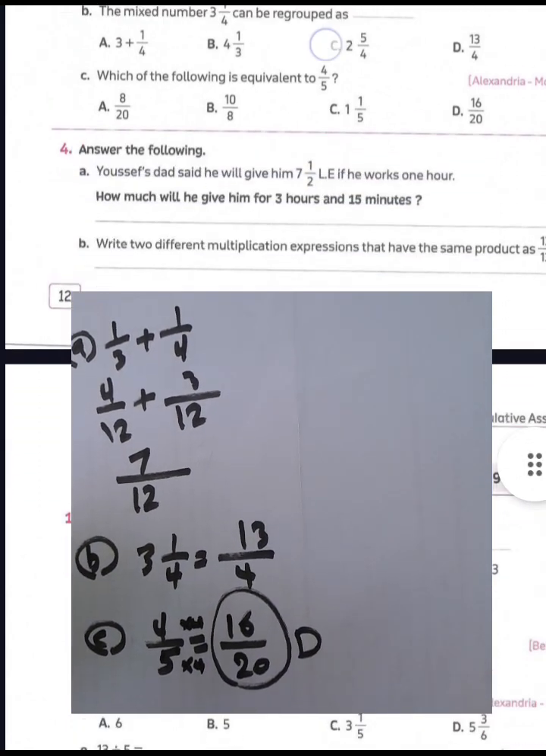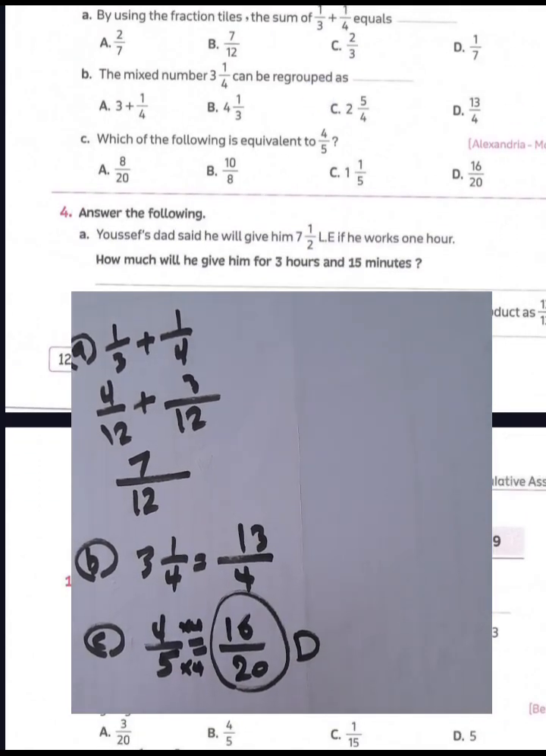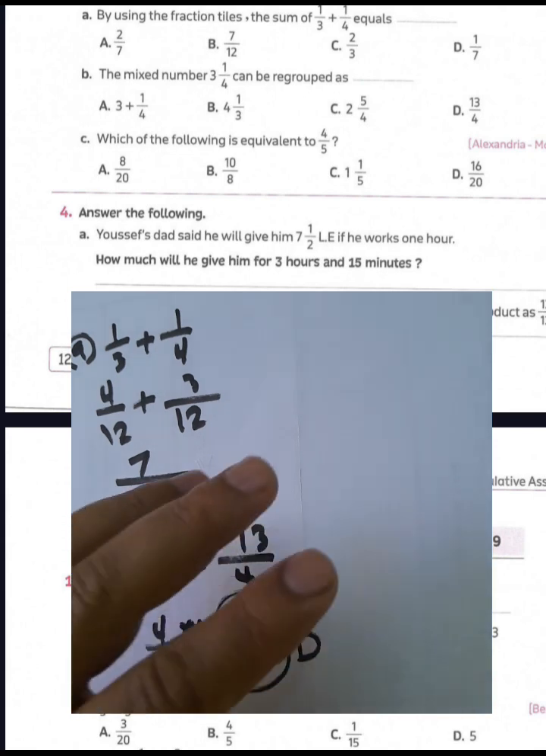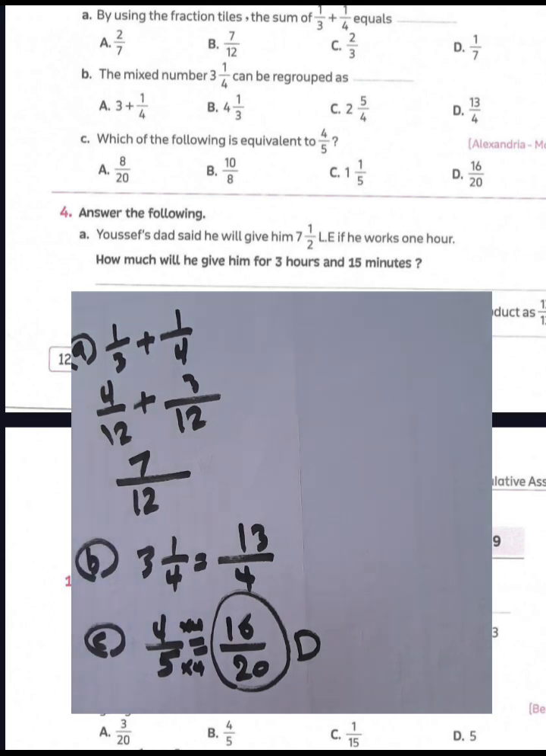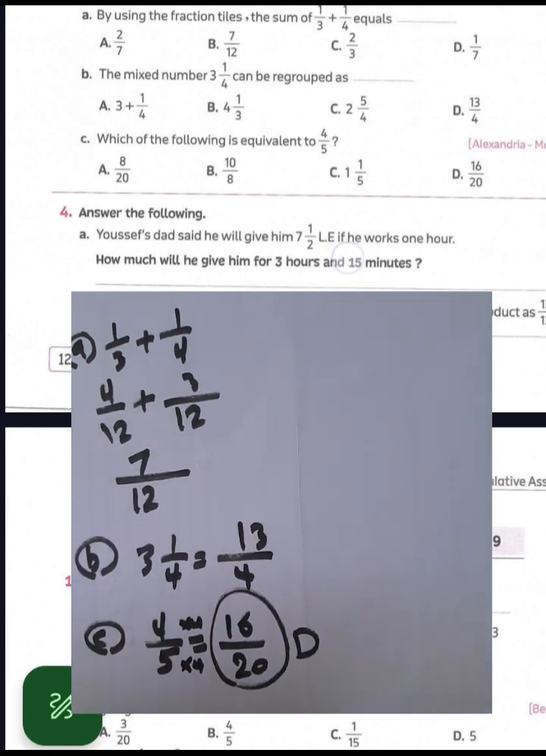Next question number 4. Answer the following. Yusuf's dad said he will give him 7.5 Egyptian lira if he works 1 hour. How much will he give him for 3 hours and 15 minutes? 3 hours and 15 minutes means 3 1/4 hours. You can multiply 3 1/4 hours by 7.5 because if he works 1 hour, he will give him 7.5 Egyptian lira.